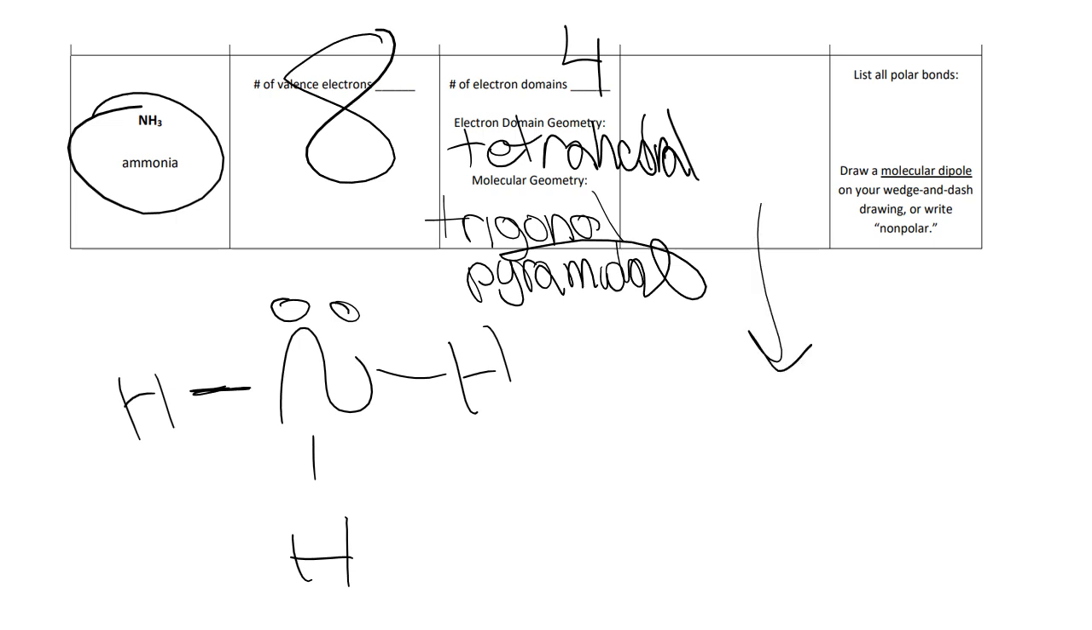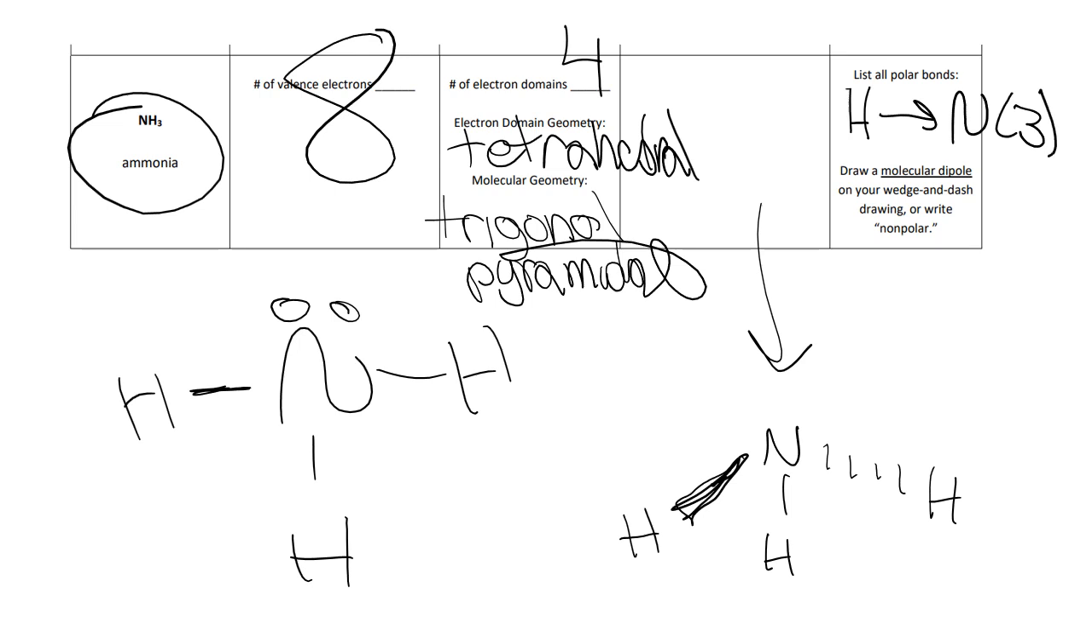And here, so one away. I don't think I'm going to have you do these on the test. I'm bad at these. Okay, so something like that. List all polar bonds. Nitrogen has a higher electronegativity than hydrogen because it is closer to fluorine. So H to N, 3 of them. Then draw, well, you can still draw the dipole in a normal Lewis structure. So draw the molecular dipole on your wedge and dash diagram or write nonpolar.